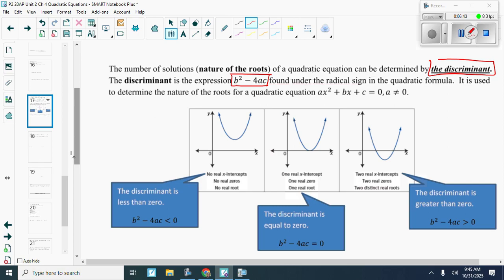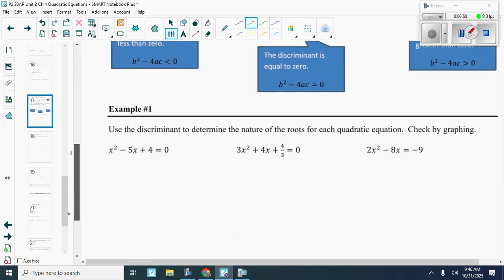If, when you do the discriminant, you put the numbers in and you get the answer 0, that means that there's one real root. And if it's greater than 0, if it's some positive number, then there's going to be two answers. There's going to be two real roots. Okay, so let's take a look at what that looks like.